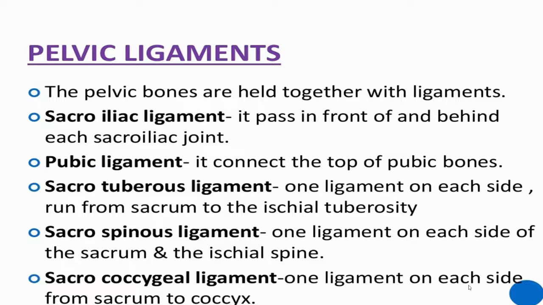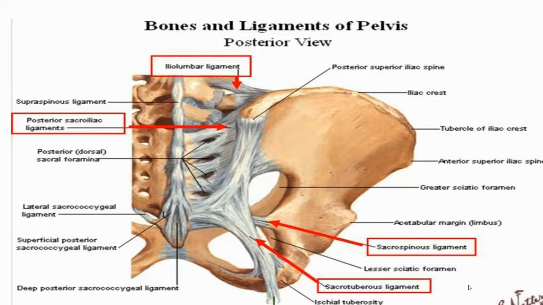The sacrotuberous ligament, one ligament on each side, runs from the sacrum to the ischial tuberosity. The sacrospinous ligament, one ligament on each side, runs from the sacrum to the ischial spine. The sacrococcygeal ligament, one ligament on each side, runs from the sacrum to the coccyx. So you can see the picture of the ligaments here.